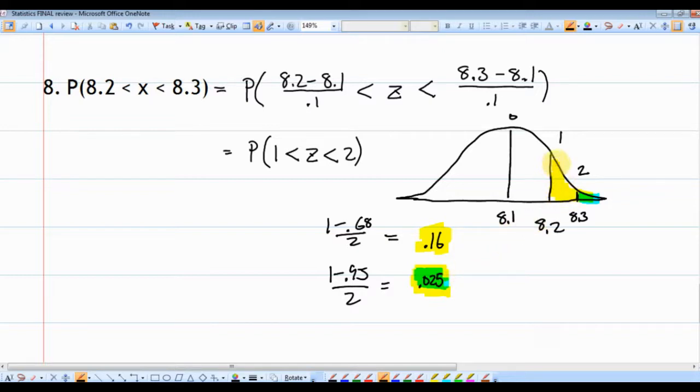Okay, so the question here is going to be, what is the area here between 8.2 and 8.3? Of course, you would just subtract this. 0.135. Yeah. Okay, that is that. Let's take a look at question 9 then.